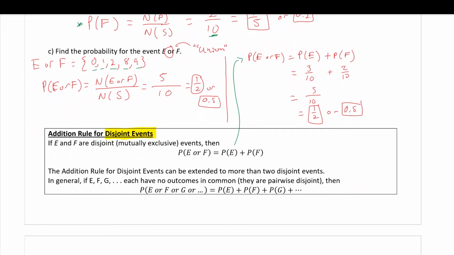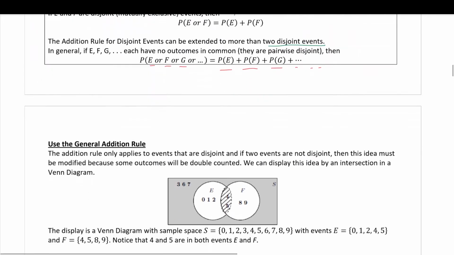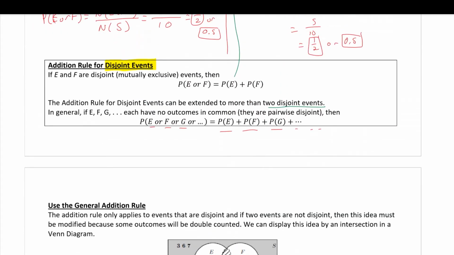Now, the one thing about disjoint events that's nice is that when we're dealing with OR events and looking for the probability of that, it could be extended to more than just two disjoint events. If you have E, F, G, and so on, it's just simply a matter of adding all the individual probabilities. You won't be able to do that when the events are actually not disjoint. All right, so that's the addition rule for disjoint events.